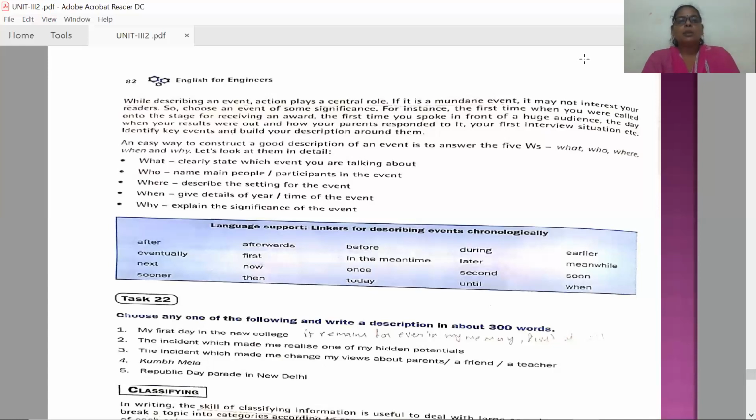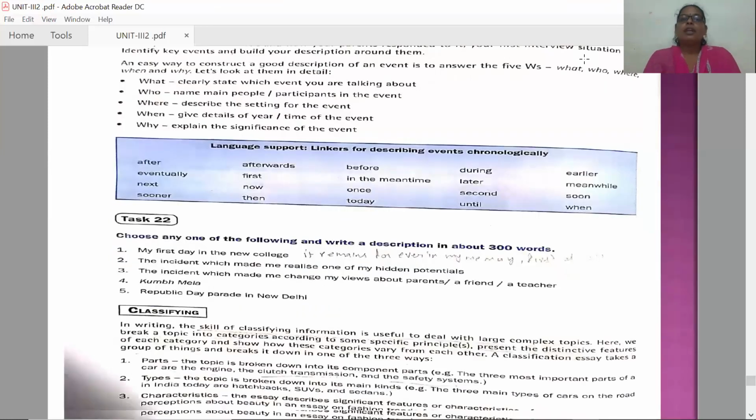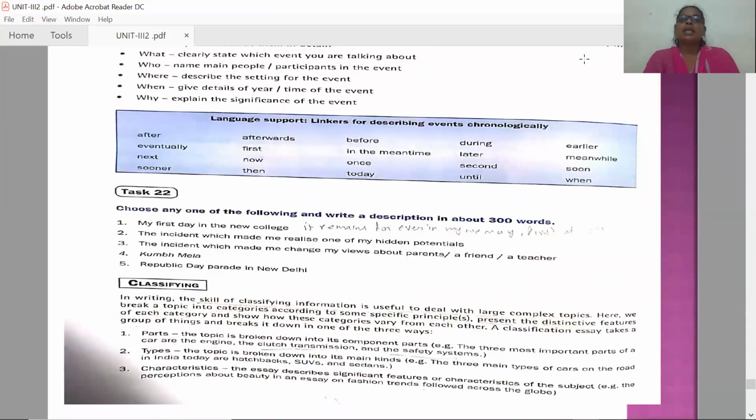When you are describing an event, you can say after, eventually, next, sooner, afterwards, first, now, then, before, in the meantime, once, today, during, later, second, until, earlier, meanwhile, soon, when. Like this, you can take help of these linker words and describe events. So describing an object, a place, an event, you should be thorough. How to know? By taking help of these clues which we have discussed in the class.